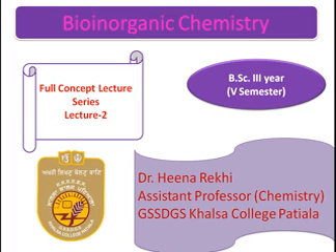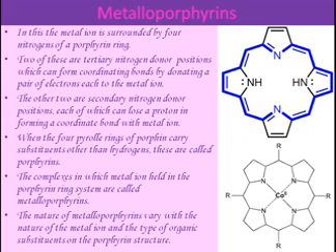My next lecture is on bioinorganic chemistry. Previously I have given the lecture on the essential and non-essential elements present in the bulk amount, trace amount or ultra trace amount. Now, with the continuation of the same chapter, bioinorganic chemistry, my next lecture is on metalloporphyrins. Before discussing the topic of metalloporphyrins, first of all you must know what we mean by porphyrins.